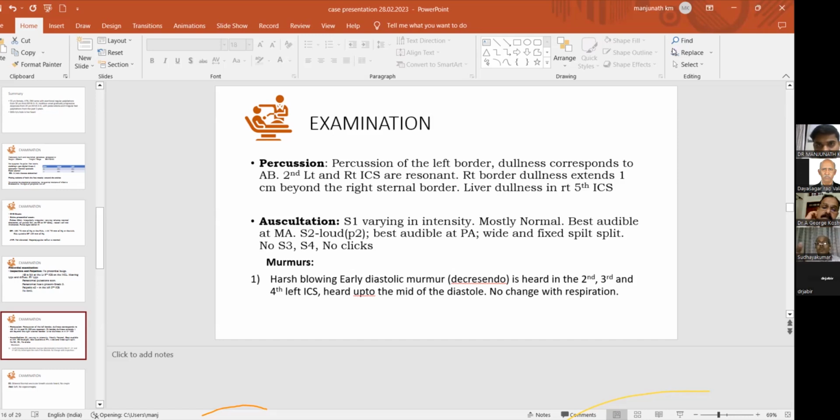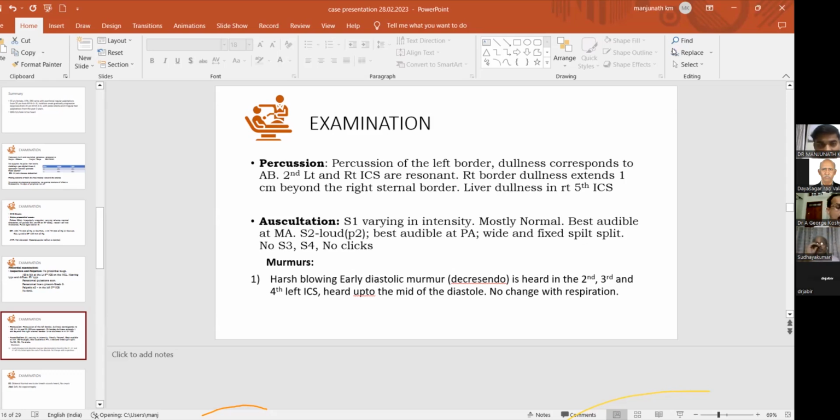Second sound is loud, wide fixed split and loud. Then my question will be extending Rao sir's question. Do you know the phonocardiographic definition of wide split and wide fixed split? If you don't know, you should read that. It is not absolutely constant. In a wide fixed split also, phonocardiographically there is a variation in the split which is less than 15 milliseconds, and the expiratory split should be more than 30 milliseconds. Yes, sir. So that also you should know. It is not absolutely fixed. There is a variation.